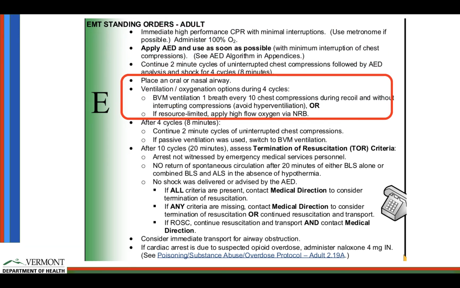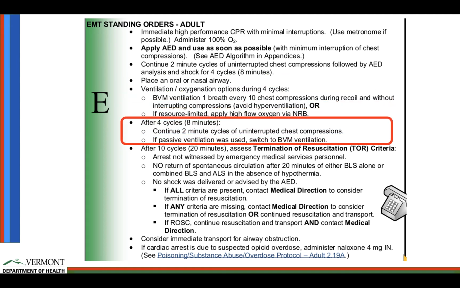Place an oral or nasal airway. During the first 4 cycles, the focus is on high-quality, minimally interrupted chest compressions. Ventilation oxygenation options during the first 4 cycles should be by BVM ventilation, 1 breath every 10 chest compressions during recoil. Or, if in a resource-limited situation, apply high-flow oxygen via NRB, but use BVM as soon as more help arrives.